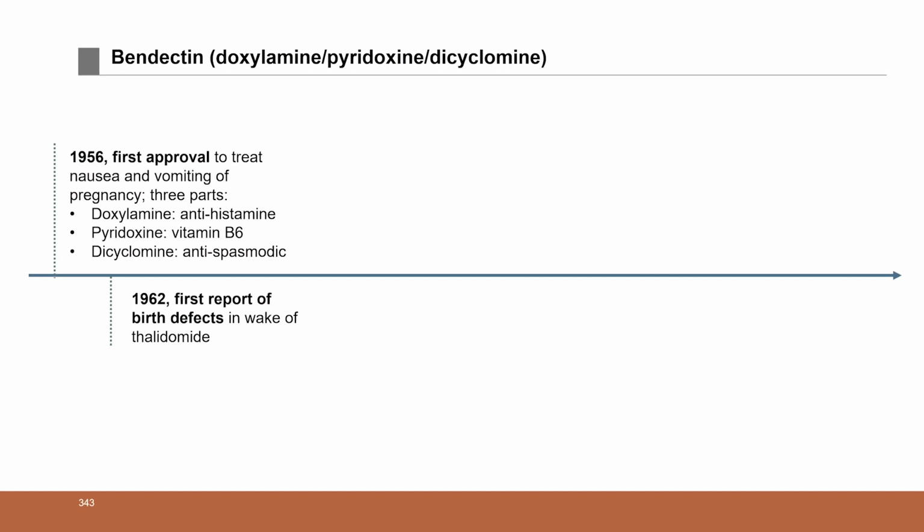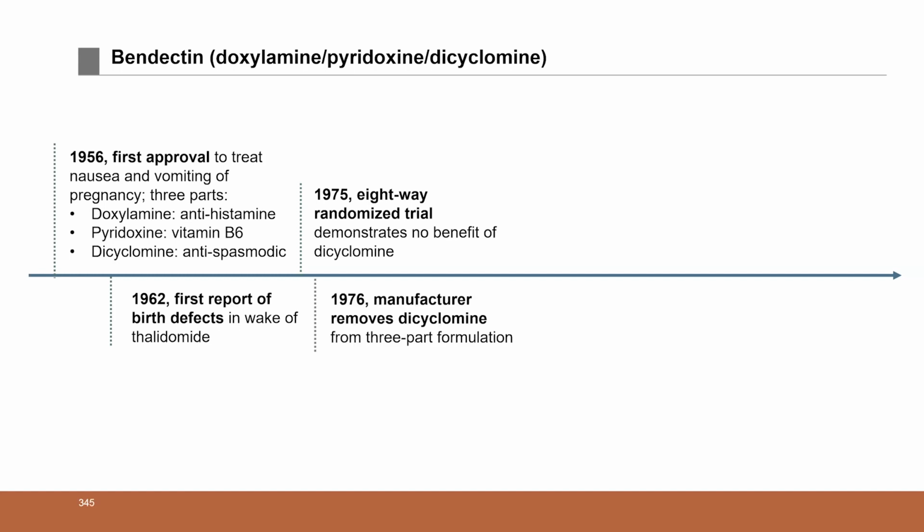In 1962, however, there were reports of birth defects in infants of mothers who took Bendectin during pregnancy, and many of these reports were fueled by concerns in the wake of the thalidomide tragedy that happened around the same time. Unrelated to those reports of birth defects, in 1975, an 8-way randomized trial comparing the relative efficacy of doxylamine, pyridoxine and dicyclomine demonstrated no clinical benefit of including dicyclomine, that antispasmodic, in the formulation of Bendectin.